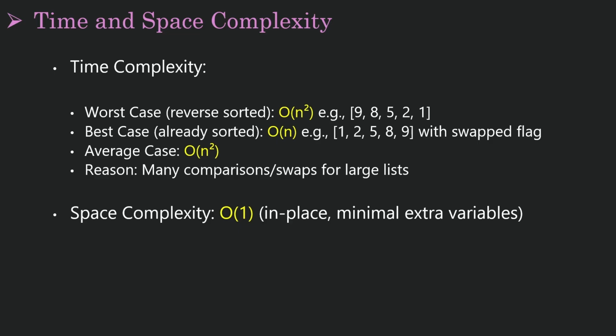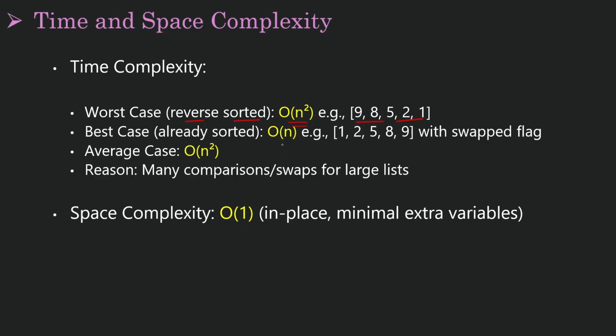Time complexity. Worst case, reverse sorted. For example, 9, 8, 5, 2, 1 needs n-1 passes, each with up to n-1 comparisons and swaps. So big O of n squared. For 100 numbers, approximately 10,000 operations.